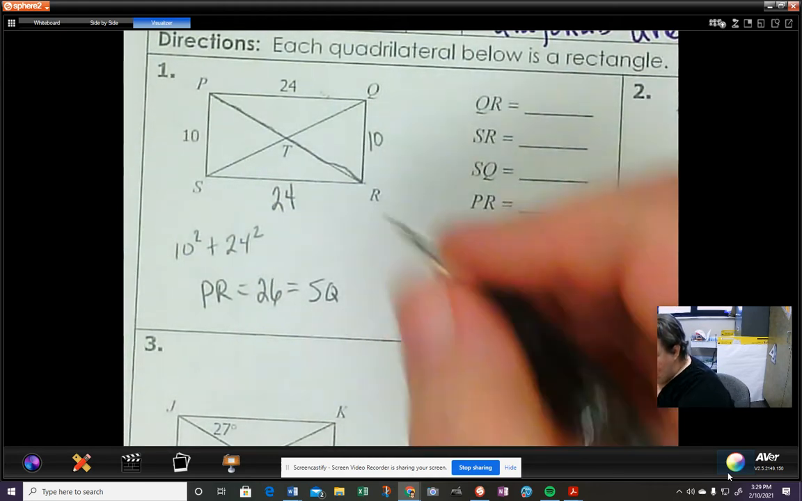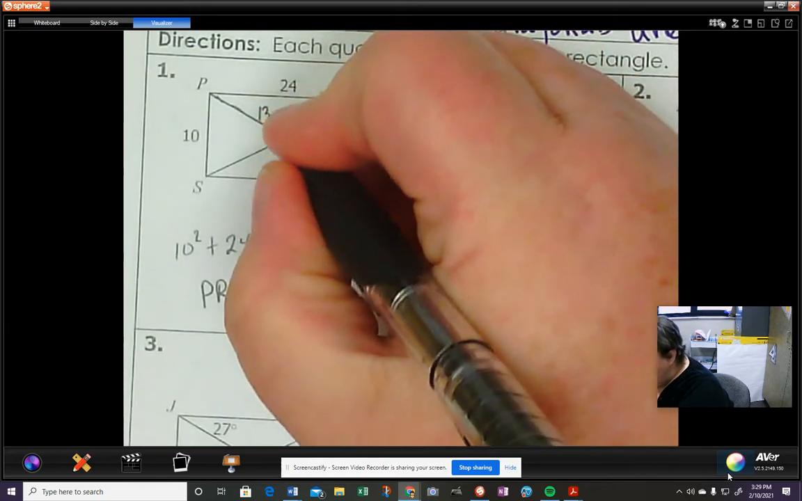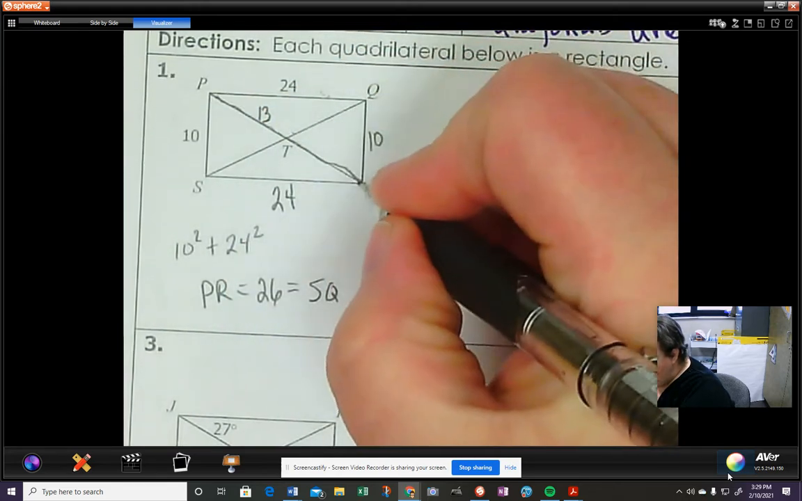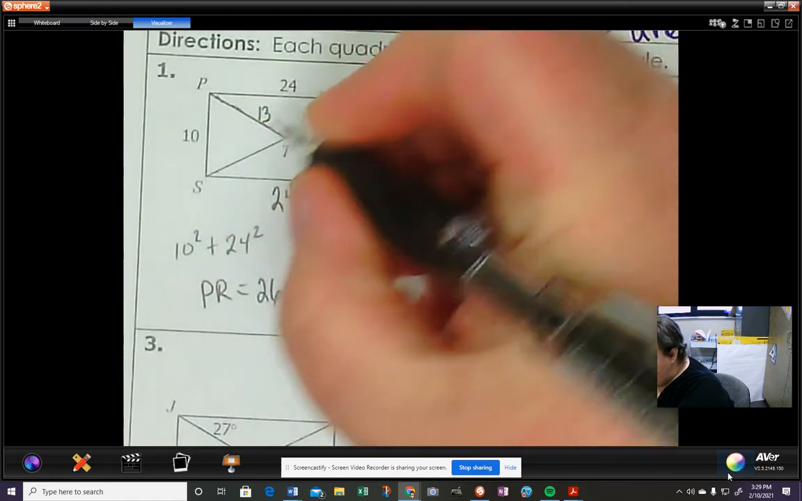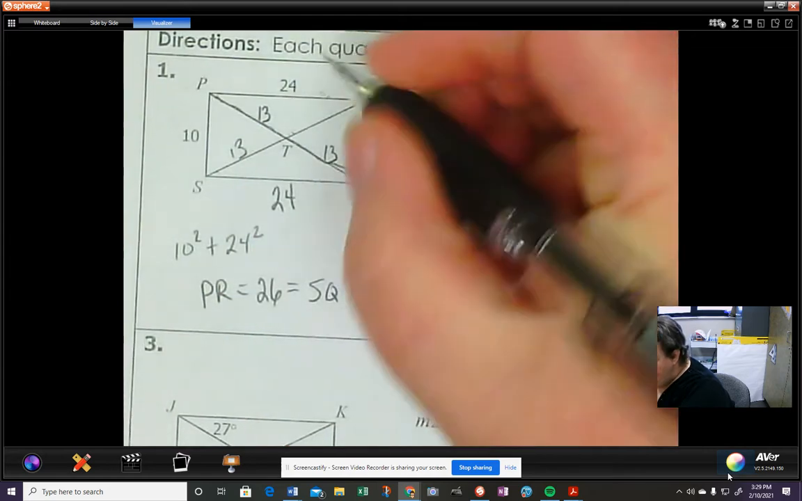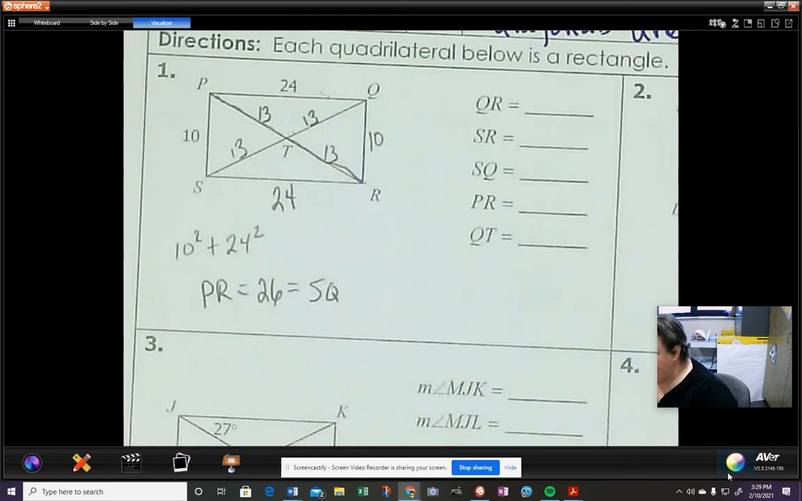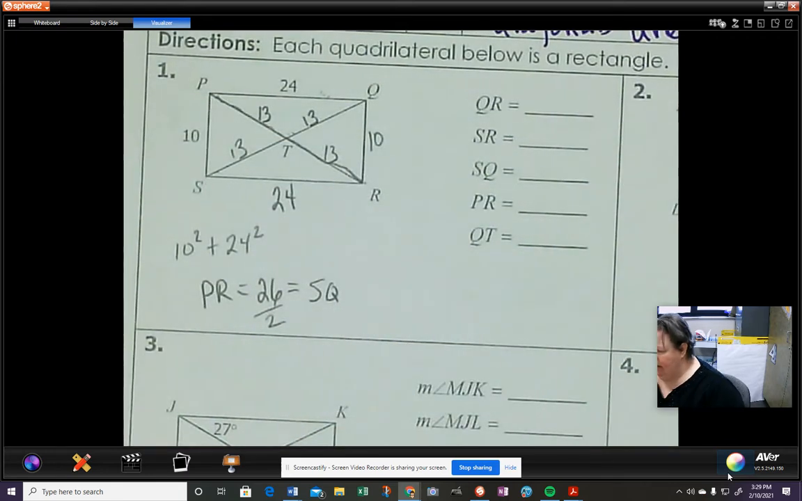That means that PT is 13, TR is 13, ST is 13, and TQ is 13. How did I get that number? I divided this by 2 because of the bisector. It is bisected. Now let's answer the questions.